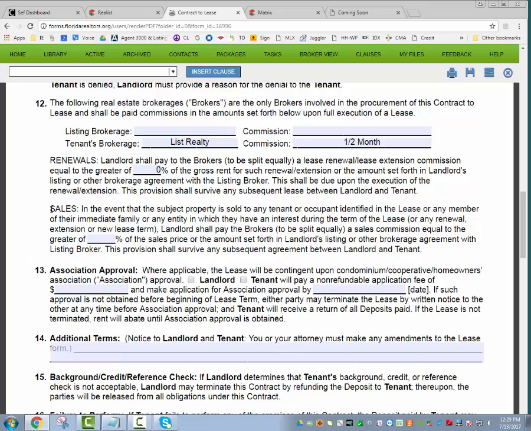This is also a new addition, the sales part in the CL-5. Okay, so you will want to put 3%, which is the standard, if the subject property is sold to any tenant that occupied. Okay, so you basically brought the tenant and the tenant has decided to purchase the property, you will get the commission for the sale of that property.